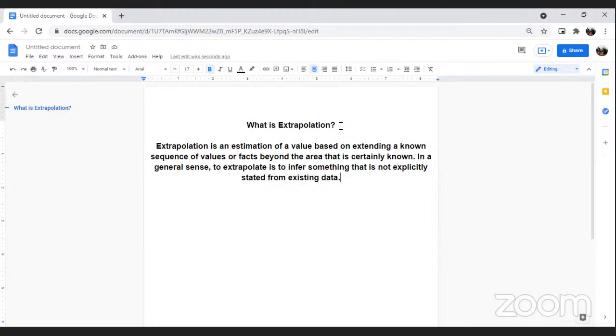Yeah. So extrapolation is an estimation of value based on extending a known sequence of values or facts beyond the area that is certainly known. In general, extrapolation is to infer something that is not explicitly stated from the existing data. I'll pause for a while to let it sink in. Let me know if you have any doubts. I'm here in the chat box.